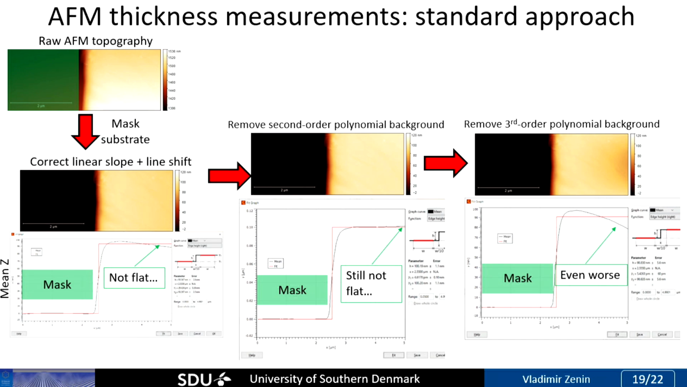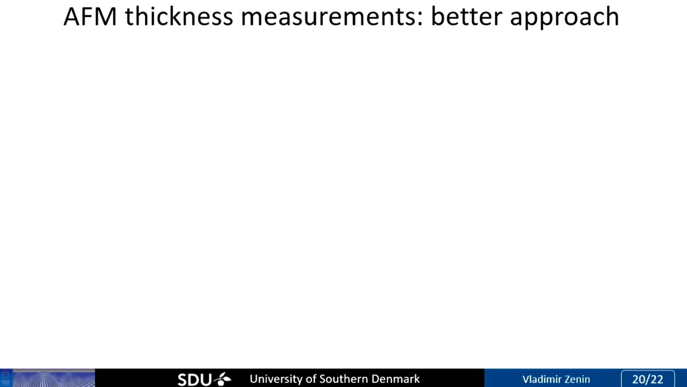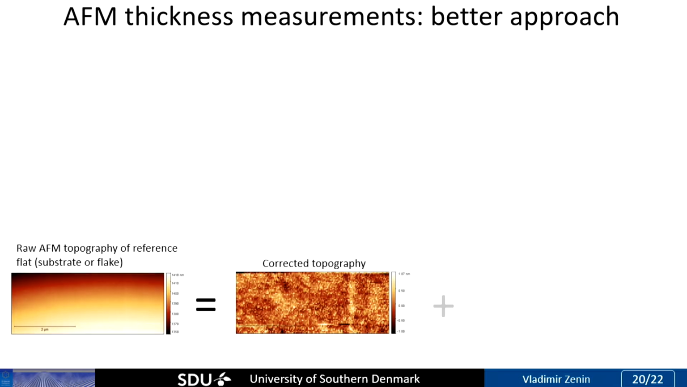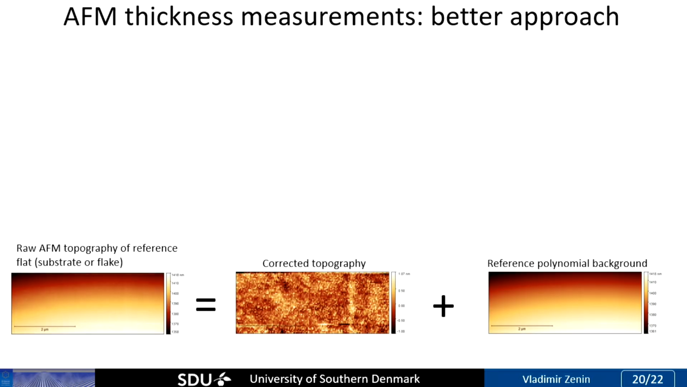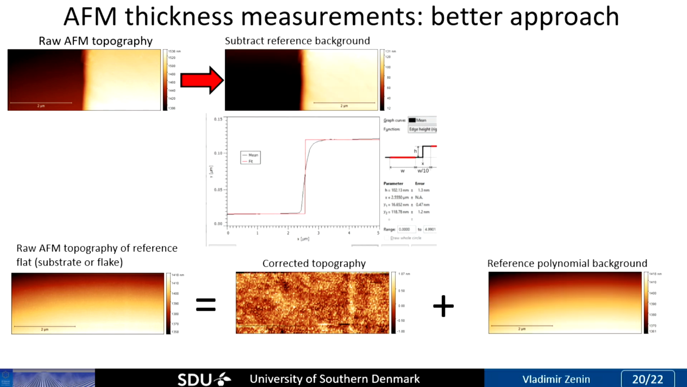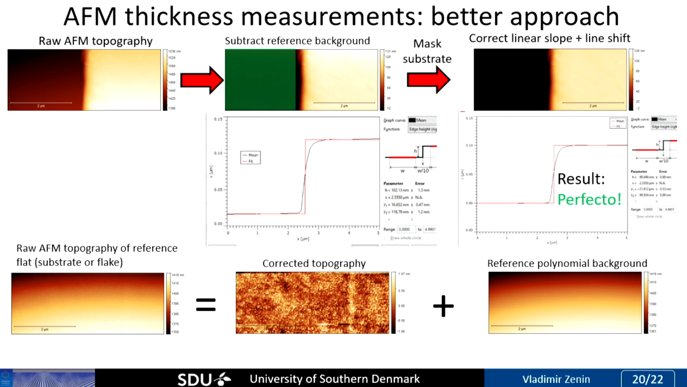So there is a little bit better approach. What you need to do is first measure a very flat part of the sample with the same scan parameters as you want to use for the step. And here you extract your polynomial background. Then you measure your step. Then you subtract your polynomial background. It's almost good here. And finally, you mask and apply just a linear slope correction. And it's a nice step size.